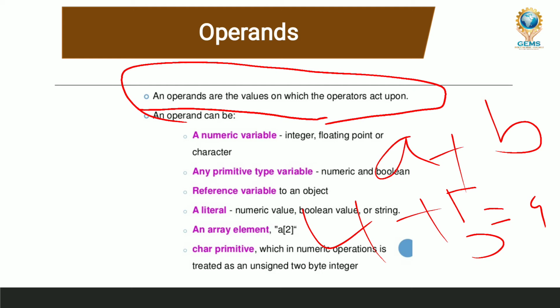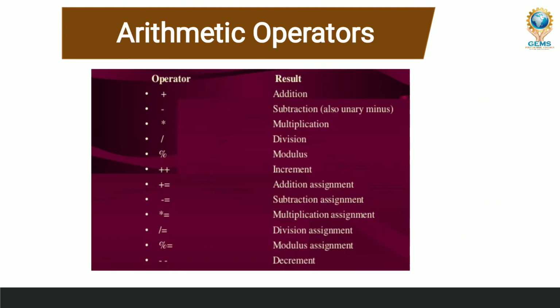So an operand may be a numeric variable, a primitive data type variable, a reference variable, a literal, an array element, or a char primitive. These are called operands. I hope it is clear what the operator is and what the operand is.